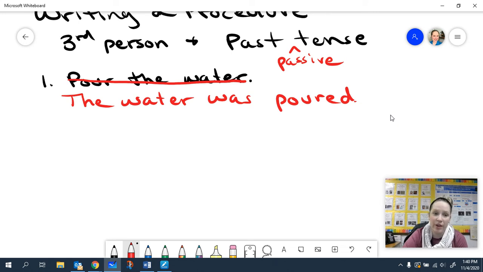We want to make sure that we're wording it this way because this is the proper way to write our procedures. If this gets really tricky for you, I can help you translate what you wrote out into this third person past passive tense, but I want you to do your best to start out with that procedure.